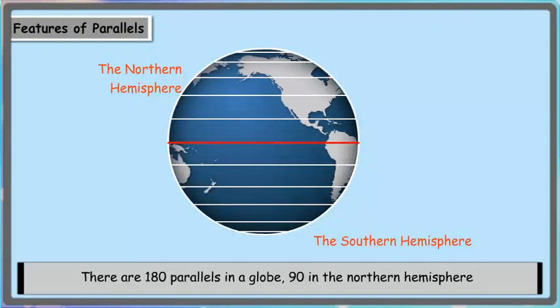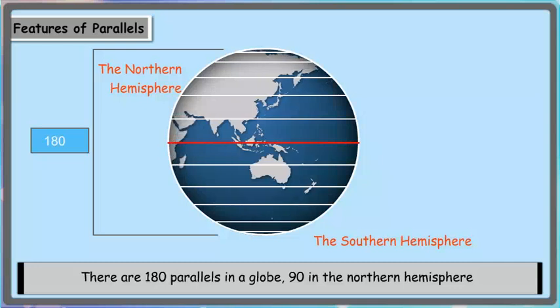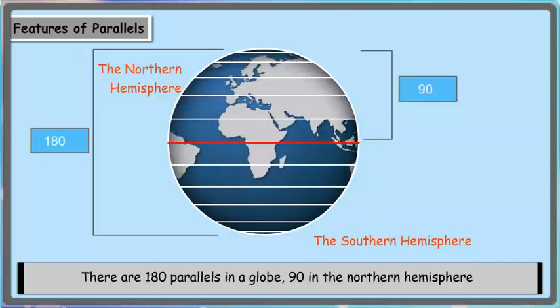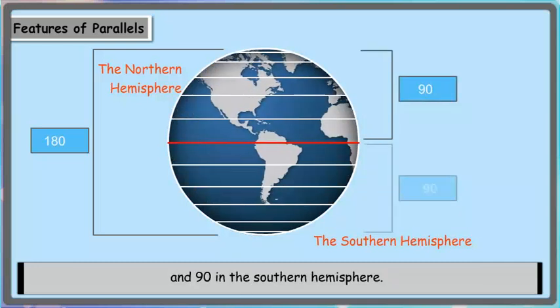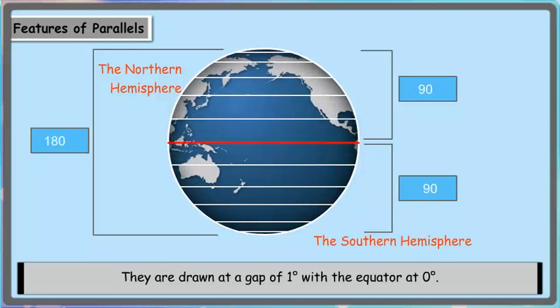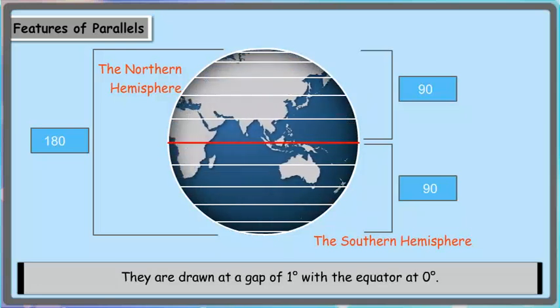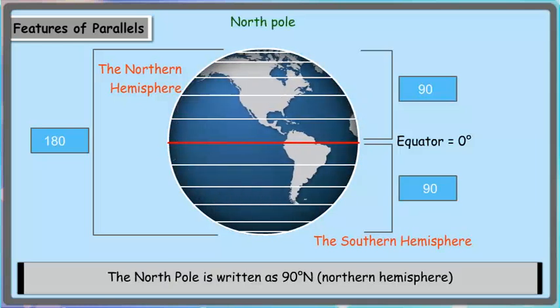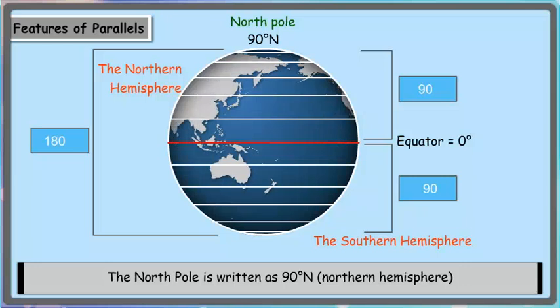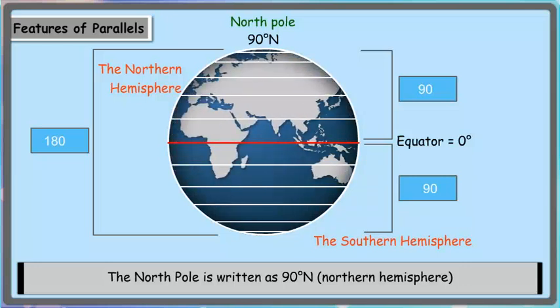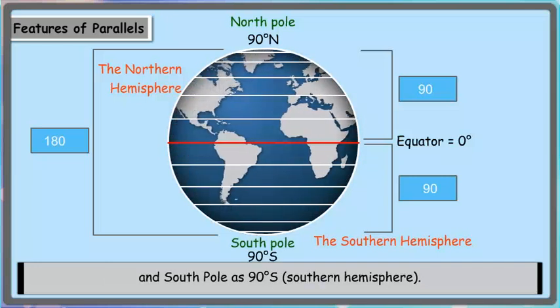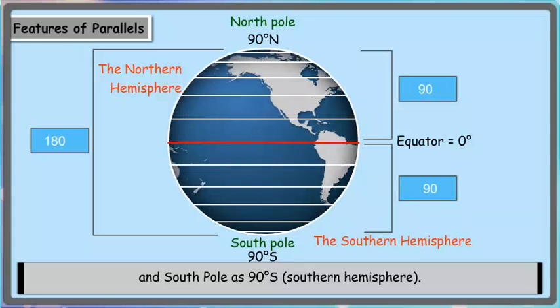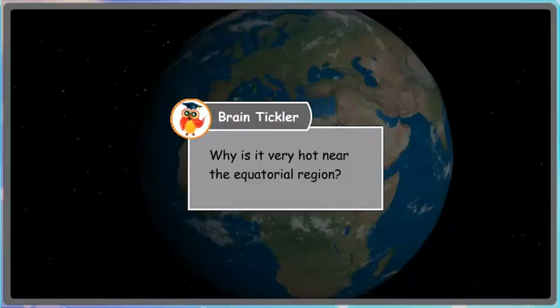Features of parallels. There are 180 parallels in a globe, 90 in the northern hemisphere and 90 in the southern hemisphere. They are drawn at a gap of 1 degree with the equator at 0 degree. The North Pole is written as 90 degree N, that is northern hemisphere, and South Pole as 90 degree S, that is southern hemisphere. Brain tickler. Why is it very hot near the equatorial region?